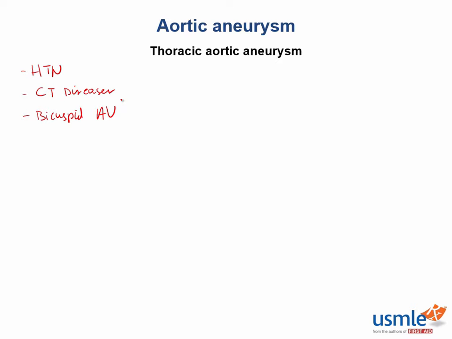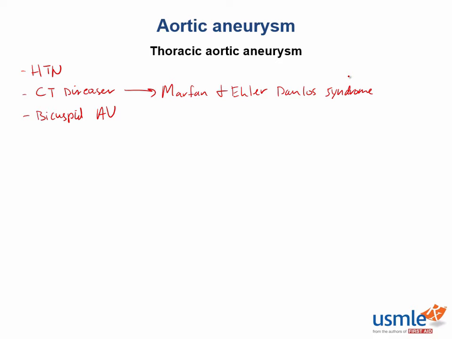Now, one important point to know here is with a bicuspid aortic valve, it's due to the aortic valve itself and can be seen in the absence of hypertension. But if you have hypertension as well as a bicuspid aortic valve, this can further accelerate the disease. Now, some common connective tissue disease associations include Marfan as well as Ehlers-Danlos syndrome.